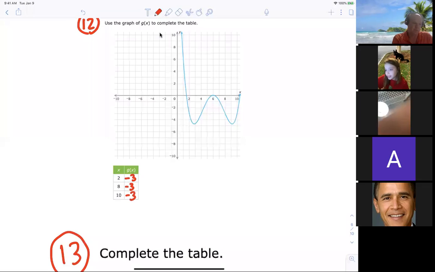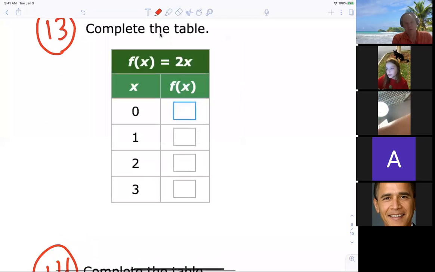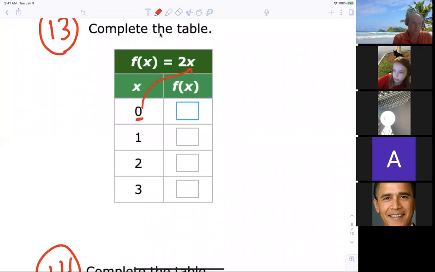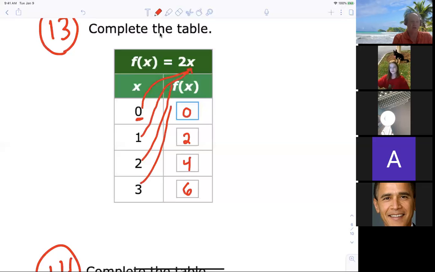Okay. All right. So now they're giving you a table. Don't be confused. Super easy. If x is 0, plug 0 in for x. What's 2 times 0? 0. Now you plug 1 in for x. What's 2 times 1? 2. Then you plug 2 in for x. 4. Then you plug 3 in. 6. There you go. And eventually you'll see patterns. 2, 4, 6. Okay, that's what they're trying to teach you.